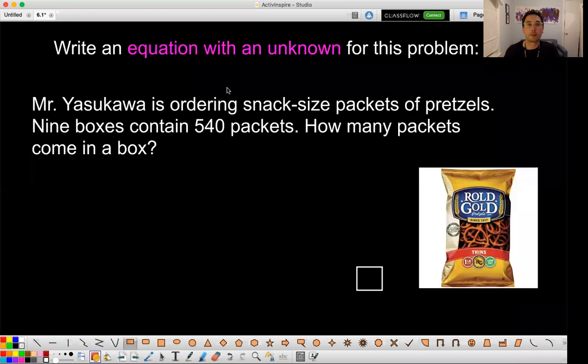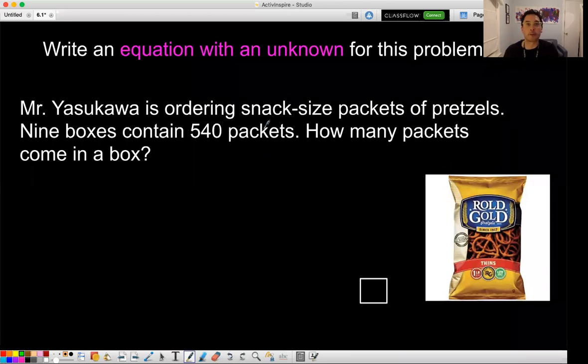So an example would be a problem like this. Mr. Yasukawa is ordering snack-sized packets of pretzels. 9 boxes contain 540 packets. How many packets come in a box? So we need to start with what we know. So we know that there are packets of pretzels that are sold in boxes. So we know that there are 9 boxes and they contain 540 packets total. So here's what that means.